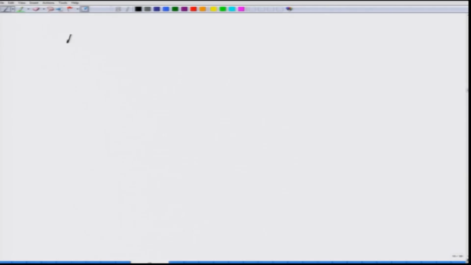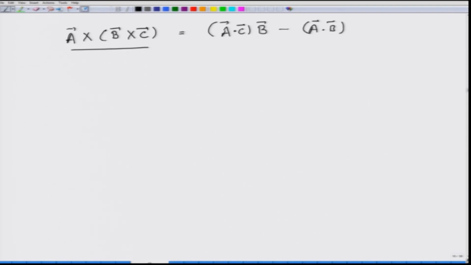Let me use another problem where I will use these symbols. Let us see what A cross B cross C is and how it can be expressed easily. I am going to show that this is A dot C times vector B minus A dot B times vector C. Let us see how I can do that.